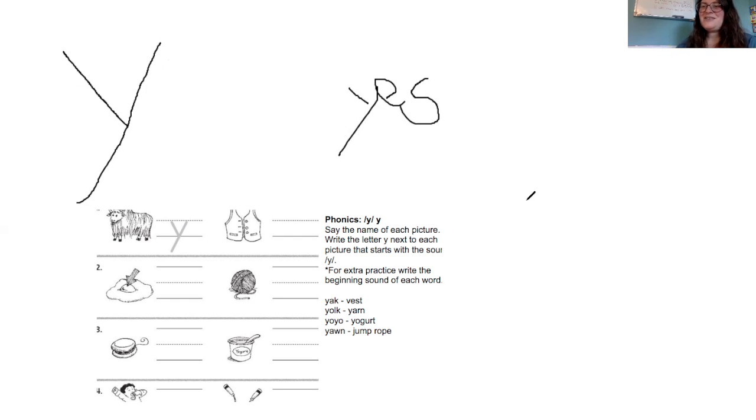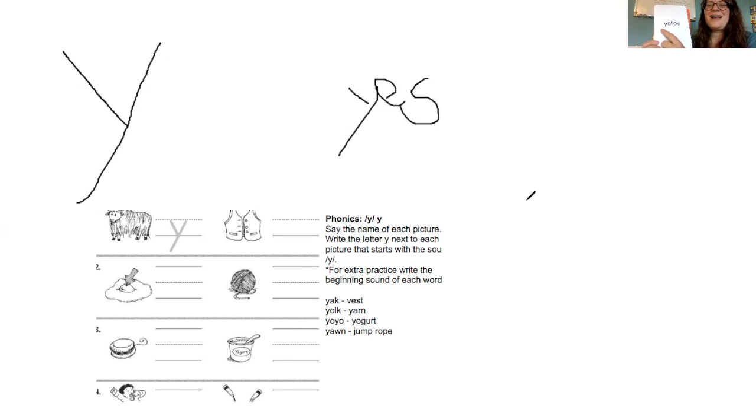Okay, here's the last one for Y. It's the color yellow. Can you say yellow? Yellow. Feel your mouth making that Y sound. Y-E-L-L-O-W.